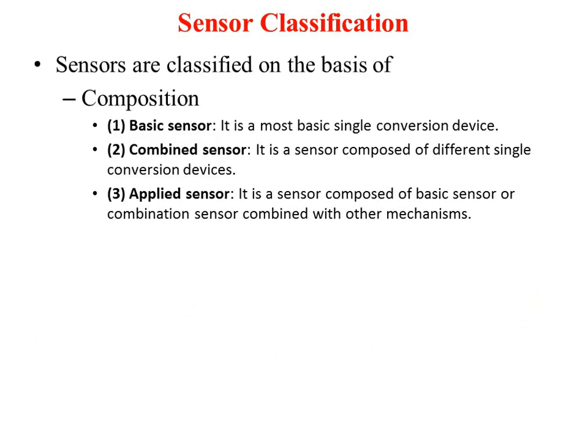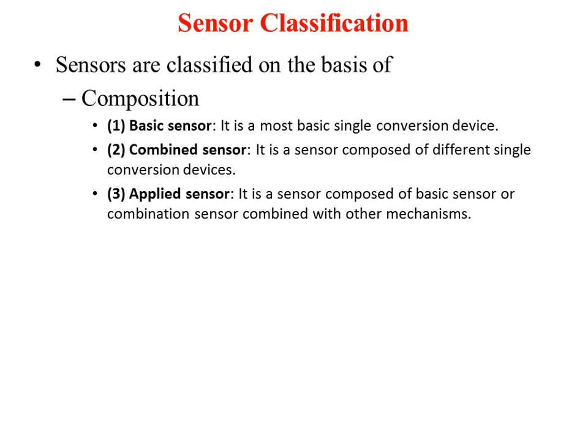Then the last classification. There are many classifications, but I have considered these only. So basically you can consider passive and active, then relative and absolute, analog and digital, contact and non-contact. These are the broader classifications, and on the basis of all these principles.